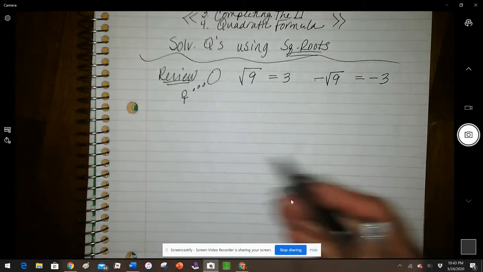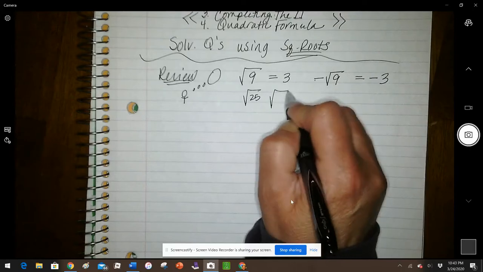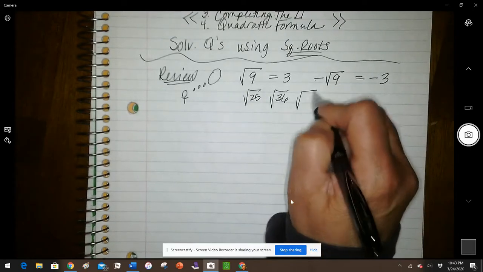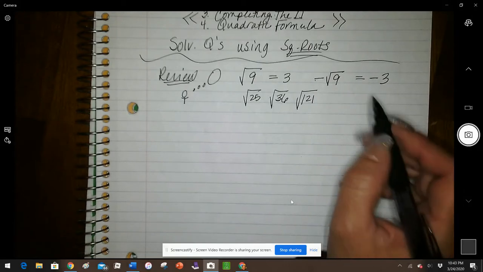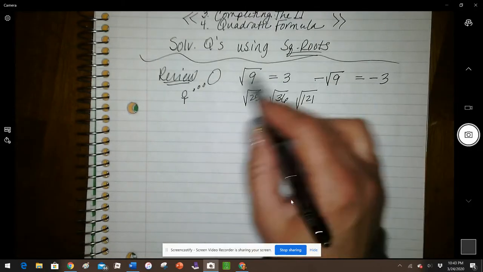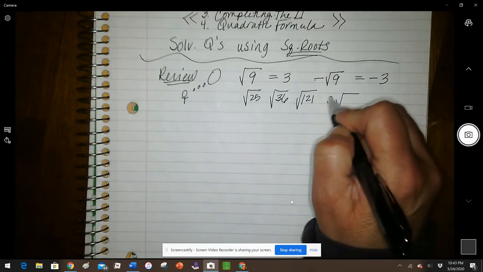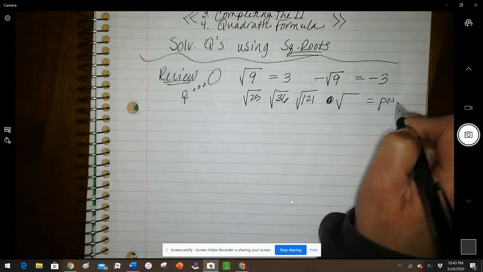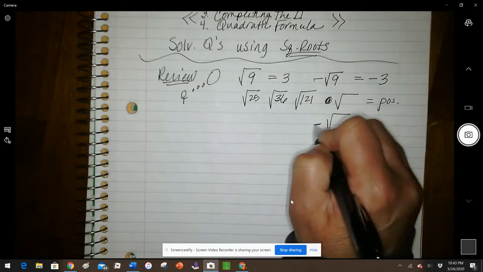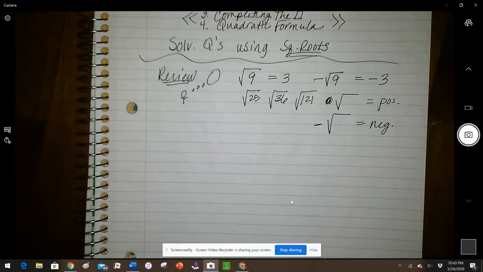And you know all kinds of square roots. Like you know what the square root of 25 is. You know what the square root of 36, the square root of 121. And some of you are really good at a lot of these, okay? But this was all review stuff. So remember, if there was no symbol in front, then we just thought our answer was always positive, okay? If there was a negative symbol in front, then we always said our answer was a negative whatever, okay?